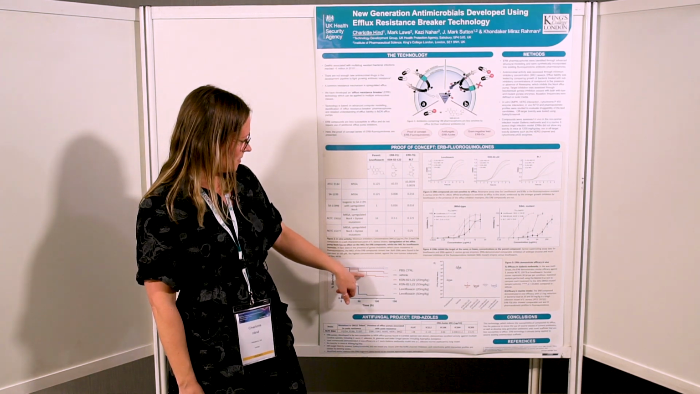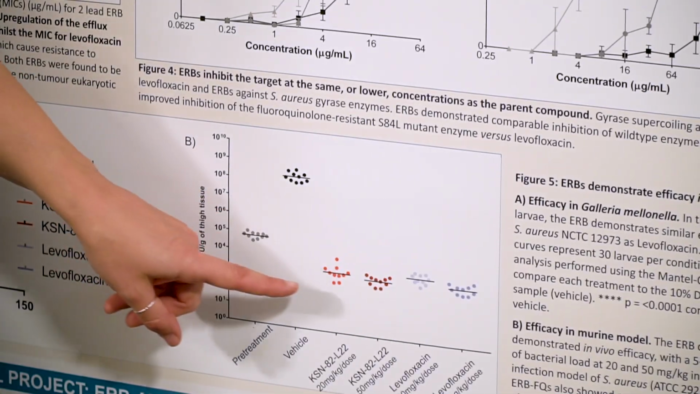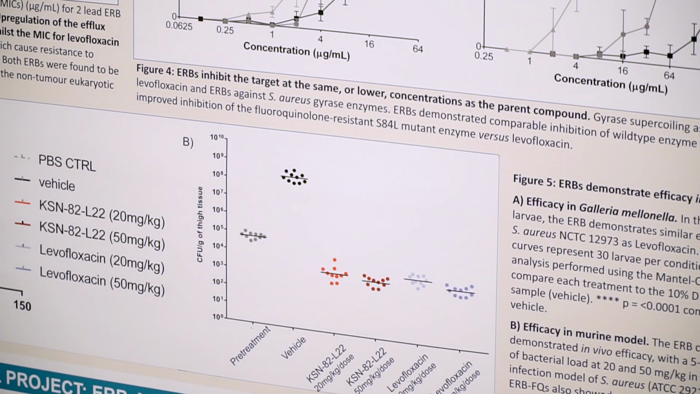We used Galleria mellonella to look at efficacy of the lead compound against a MRSA strain, and saw good efficacy, very similar to levofloxacin, and this translated to a mouse model. We've also got really strong safety data for this, so there's no hERG inhibition. The CYP450 assay is clean.